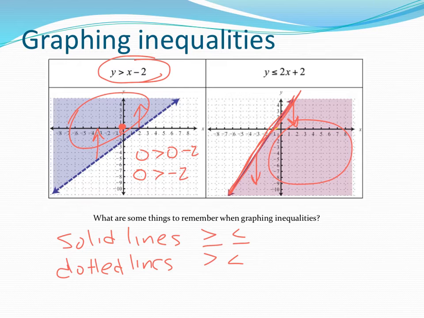So right here, this coordinate at 0, 0. Does 0, 0 satisfy? 0 is less than or equal to 2 times 0 plus 2. So is 0 less than or equal to 2 times 0, which is 0, plus 2, which is 2? Yeah, that's true. 0 is less than or equal to 2, so it's in the shaded region. So let's take a look at some other examples.